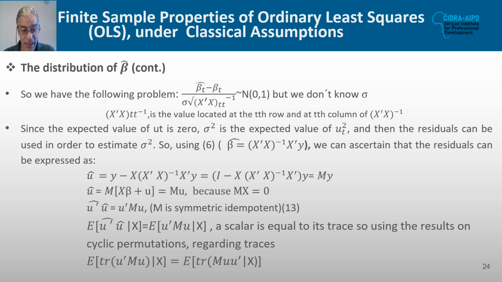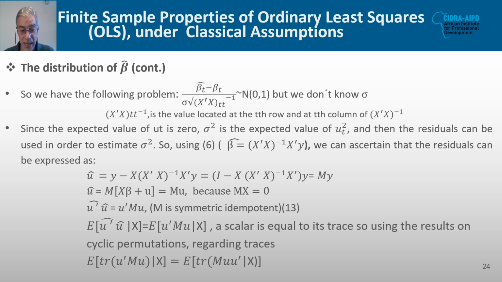Then I want to take the square of the residuals. The sum of squares of the residuals is going to be equal to u transpose M times u. Why? Because M is a symmetric idempotent matrix, and for that matter, M squared equals M, and that's what we see in equation number 13. Then, if we take the expected value of u hat transpose u hat given X, it is going to be equal to the expected value of u transpose M times u given X.